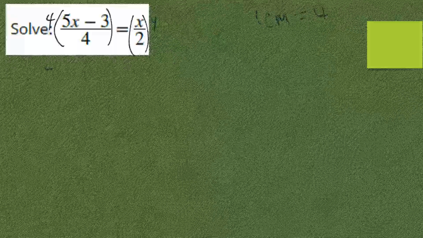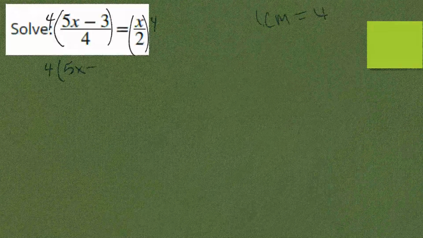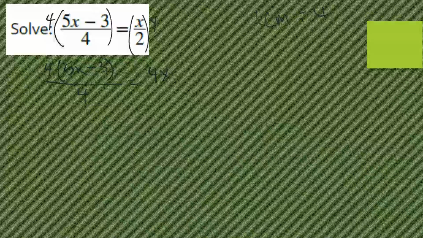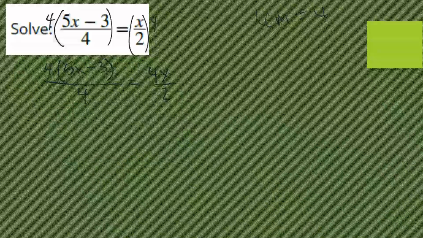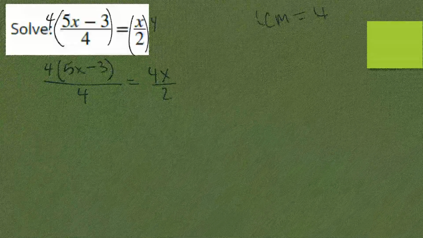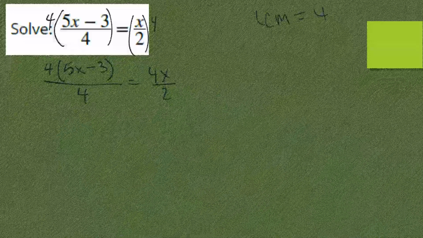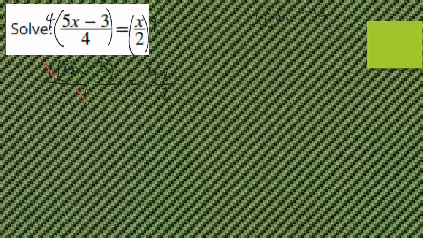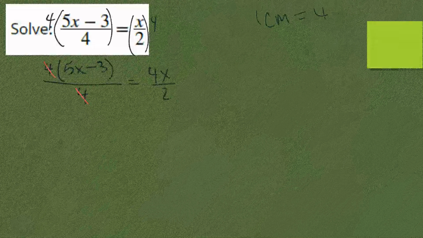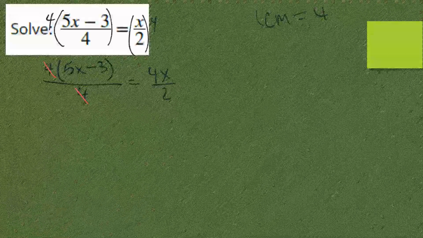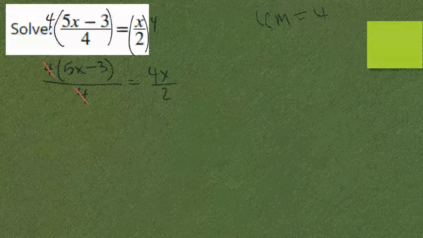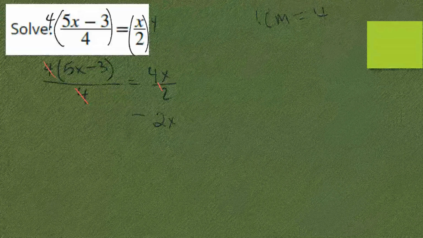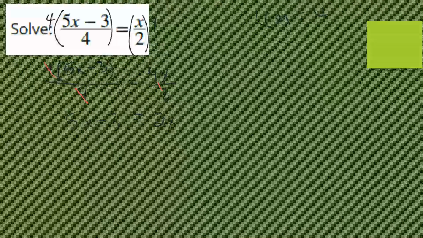So the left side, I'm just going to write it like this. I'm not going to distribute quite yet. And the reason why is because if that 4 is on the outside of the parentheses, I can just go ahead and divide it by the 4 on the bottom, or cancel it out. That'll make them 1s, and that'll make that just 5x minus 3. And then on the other side, 4 divided by 2 is 2. So that's going to give me 2x over here. So give me 5x minus 3 there.